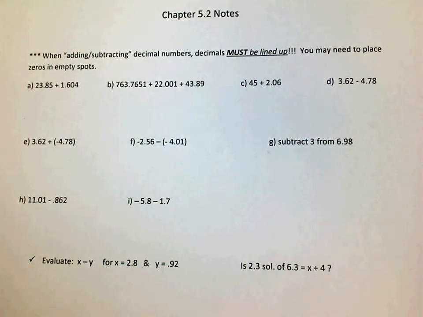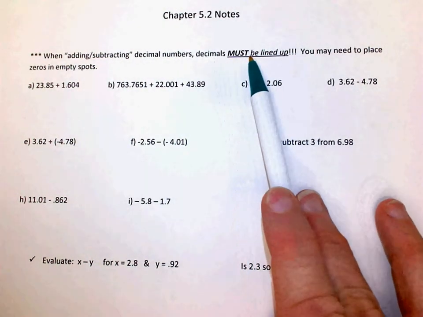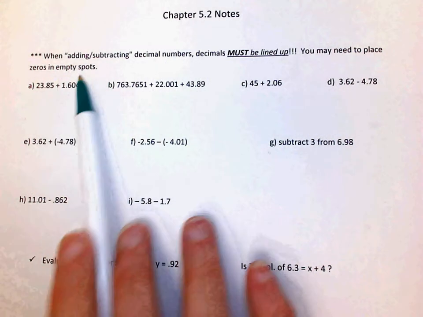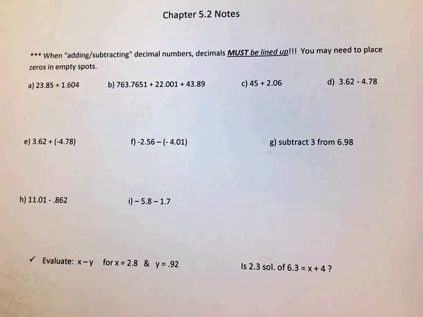Okay, chapter 5.2. We are adding and subtracting decimal numbers. The key here is decimals have to be lined up. You may need to place zeros in empty spots. We did this a little bit in chapter 5.1.